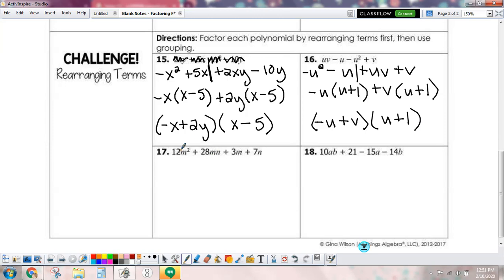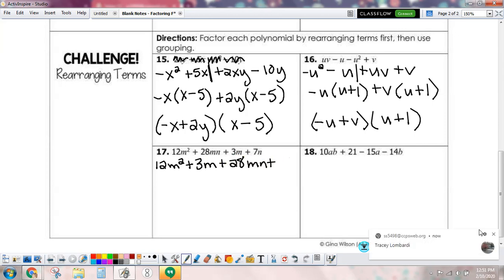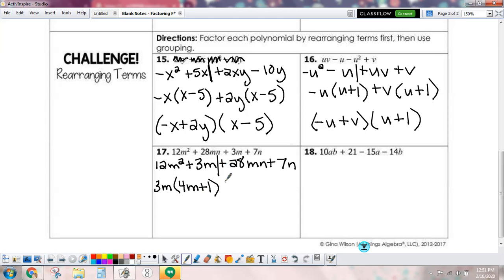All right, for 17, you should have had, when you rearranged it, 12m squared plus 3m plus 28mn plus 7n. So when I rearrange this, I'm pulling out my common factor of 3m here, and that leaves me with 4m plus 1. And then over on this side, I'm left with 7n, 4m plus 1. Okay, and then I have 3m plus 7n, and then 4m plus 1.